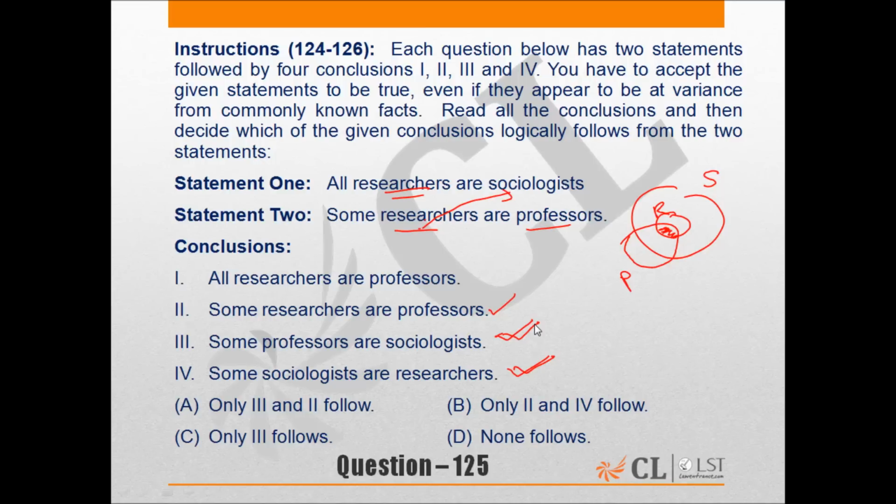CLAT. At the NLUs, when they released the answer key for this paper, they have said that option B is the right answer. Option B, which says only 2 and 3 and only 2 and 4 follow. It seems they missed out that even conclusion 3 clearly follows. So for this question, none of the option choices are correct.